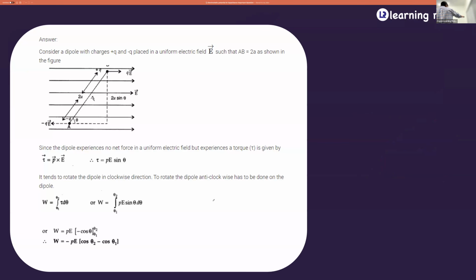So this is how you need to write. Like you take this diagram, you need to write all these things. Consider a dipole with the charges. Whatever story I told you, that has to come in words. And the final answer will be minus PE into cos theta 2 minus cos theta 1. Okay.